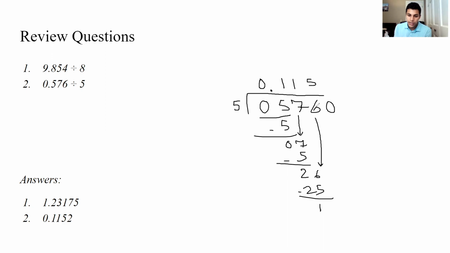Add a 0, because we can do that now since we already have the decimal point in our answer, so we don't need to put a decimal point here. And let me actually erase that. So now we bring down the 0 to get 10. And 5 goes into 10 2 times total. 2 times 5 is 10. And when we subtract, we get a remainder of 0. So our final answer is 0.1152.